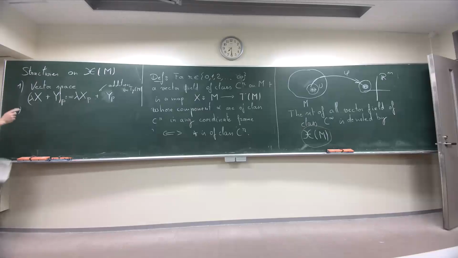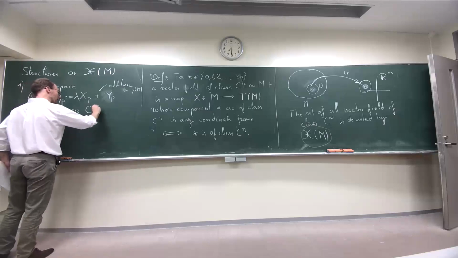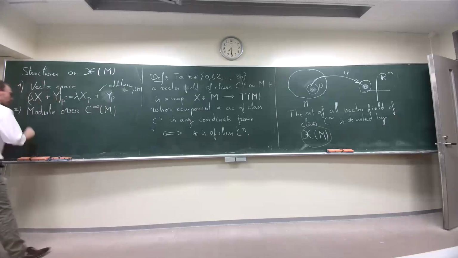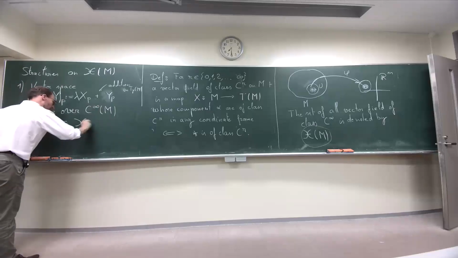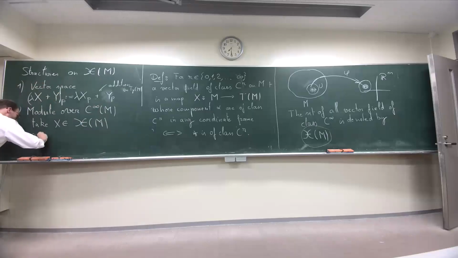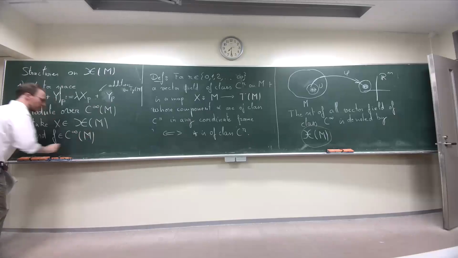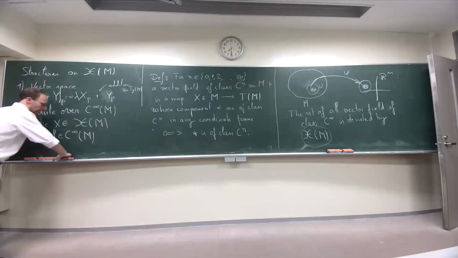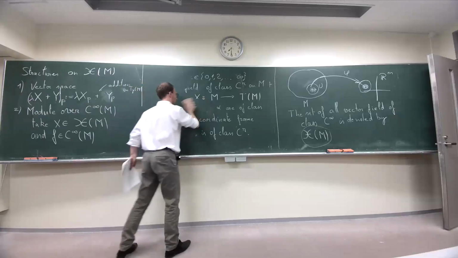The second structure, which is probably something new, is called a module over C infinity of M. So what does it mean? Take X, a smooth vector field, and take F, a smooth function on the manifold. And what can you do with these two objects? You can multiply them.